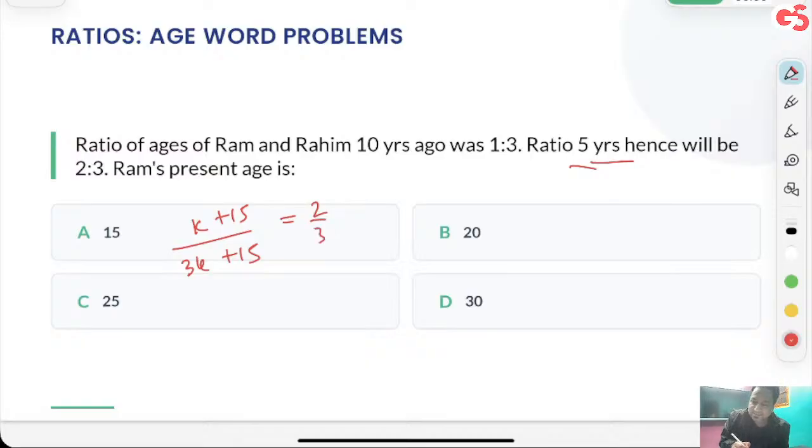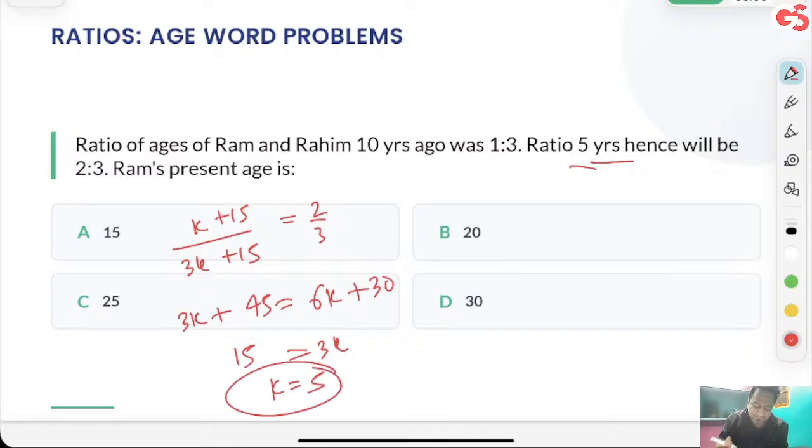Absolutely. Yes, yes. Okay. So 3K plus 45 will be equal to 6K plus 30. So I get 3K as 15, which means K is 5. If K is 5, his present age will be K plus 10. So 5 plus 10 is 15 is the answer. All right. Got it. All of you got this?